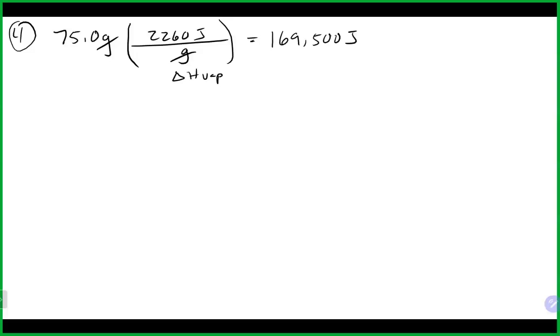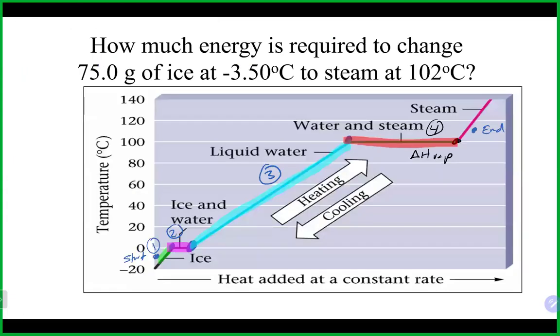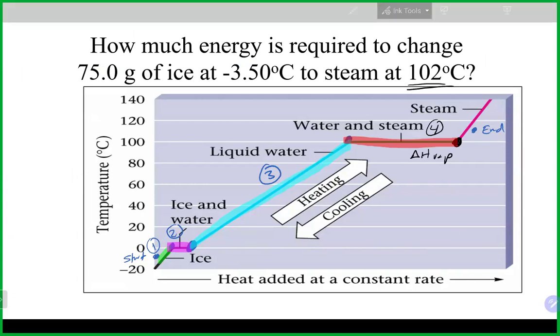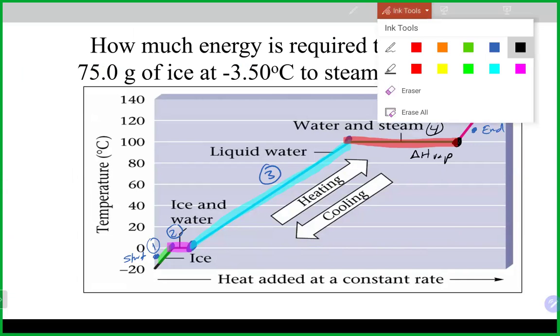So you can see a lot more energy is required to do that transition, just in comparison of those two numbers. Now, we're very close to the end here. We are sitting right now at steam at 100 degrees Celsius, but we do want to end up at 102 degrees Celsius. So we have one last small transition.